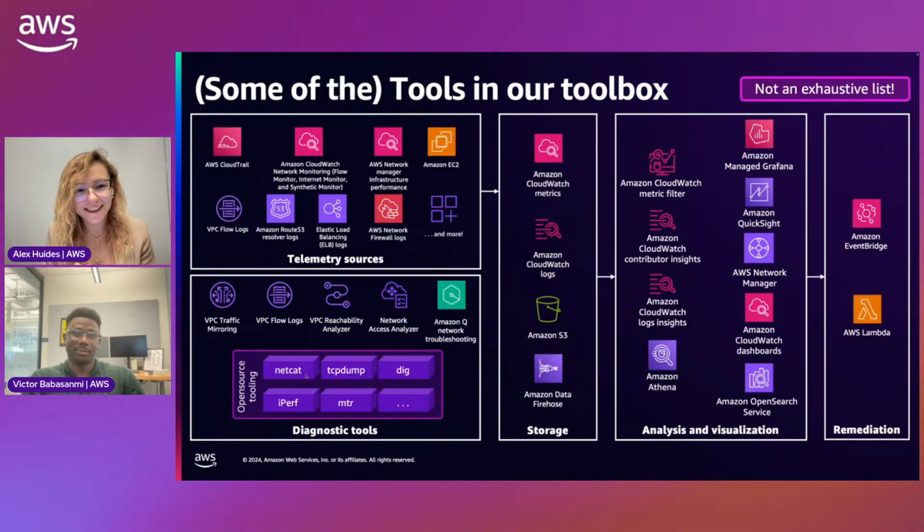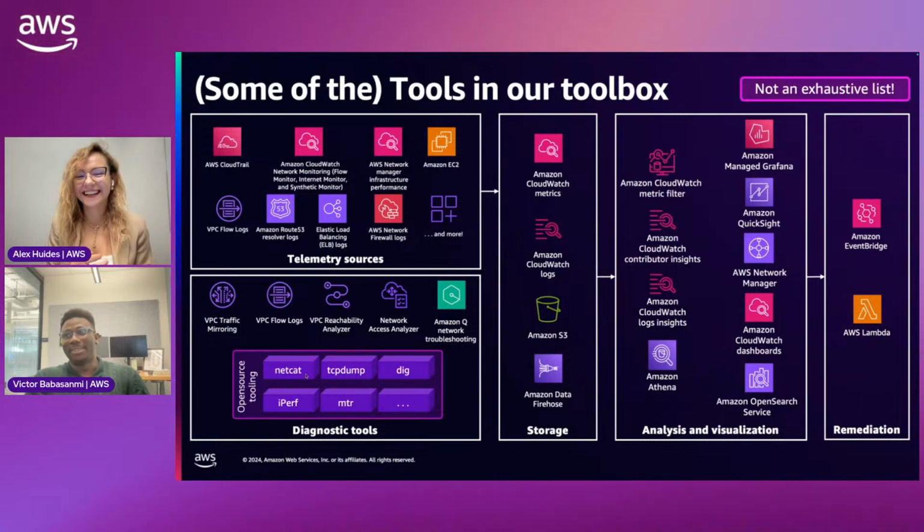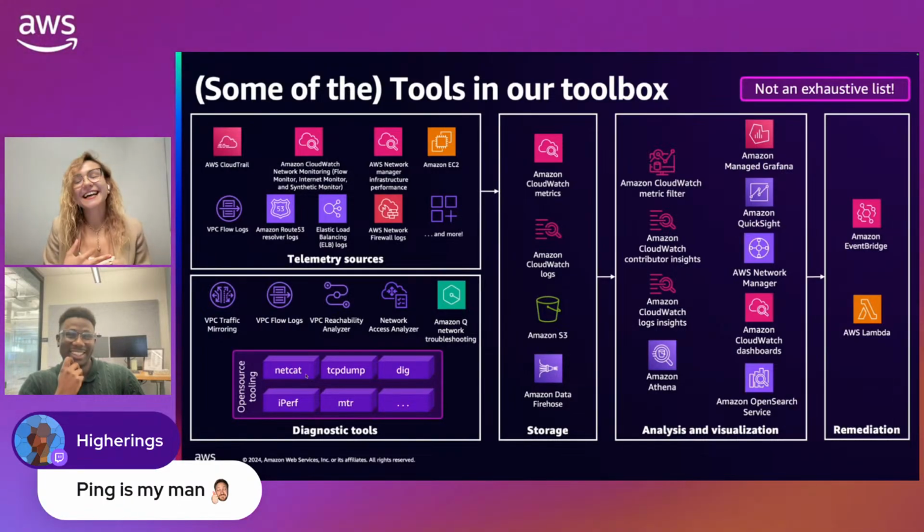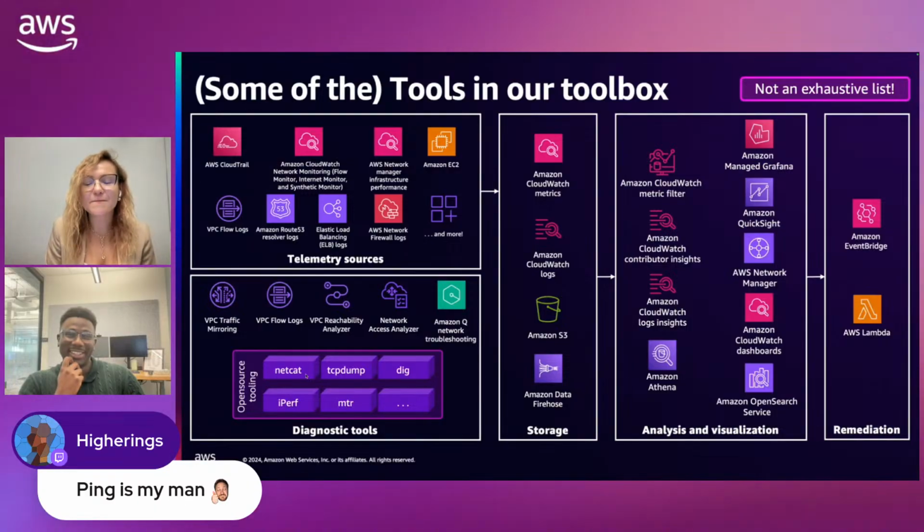Victor, what was the latest one that you've used? The latest one I've used, I'll say TCP dump. Yeah. Nice. I see here in the chat, Hiring says, "Ping is my man." Love it.